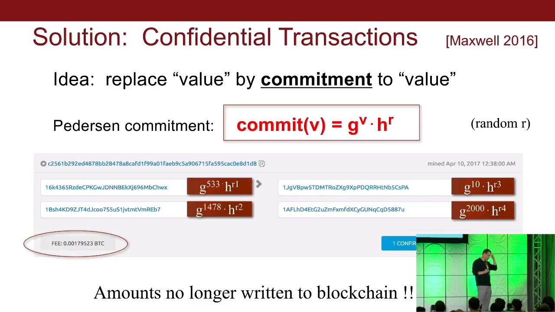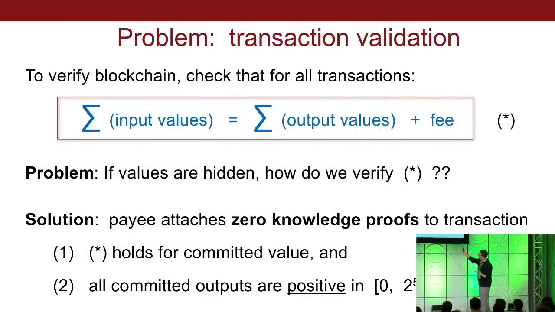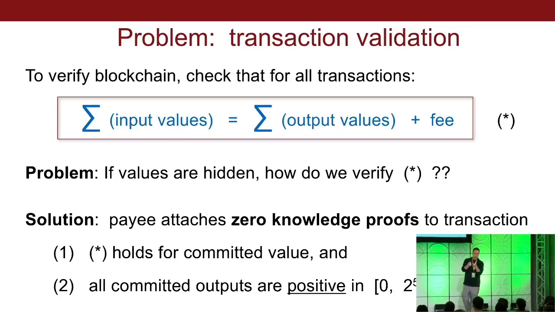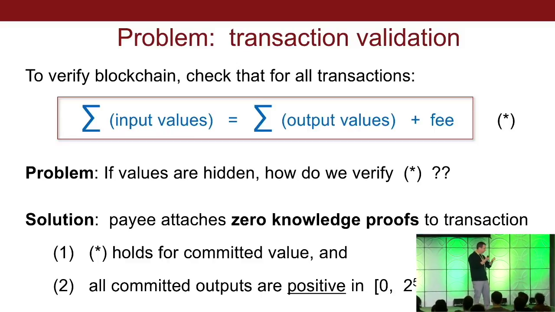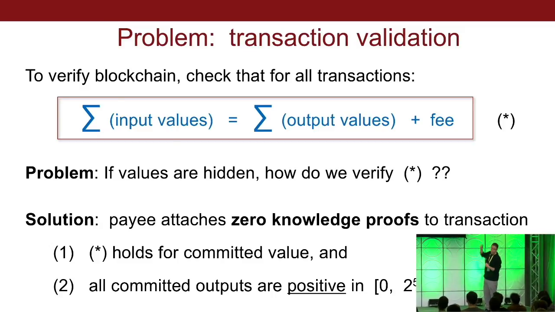But now you scratch your head for a minute and you say, wait a minute, there's a pretty serious problem now. If the amounts are hidden, how do we verify the blockchain? How do we know that, in fact, this is a valid transaction? So what does it mean for a transaction to be valid? Well, there's a fundamental equation that every miner has to check. The fundamental equation is that the sum of the input values is equal to the sum of the output values plus the miner's fee.